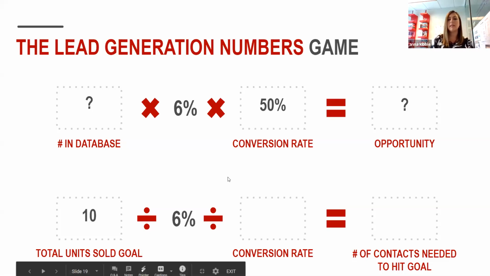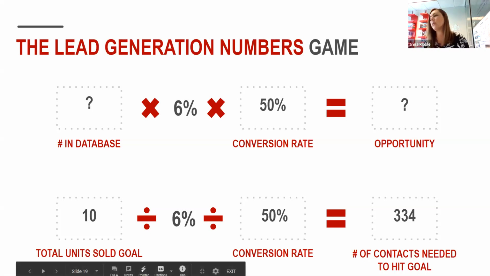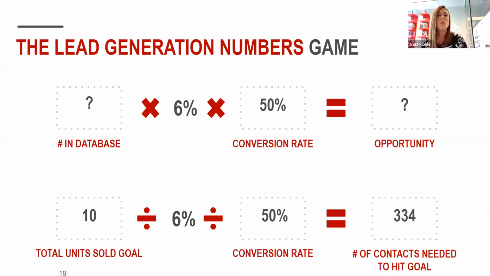So we know we need to sell 10 units this year. And 6% of our database will buy or sell this year, and we're going to work at a 50% conversion rate. So that actually means we need to have 334 people in our database with regular systematic communication. So now, what's your gap, right? If you were at 225, then you know that your gap now is 109 people. So what's your plan, right? Over the course of 12 months, you need to add 109 people to your database, at least, right? If 250 was your number to start with.